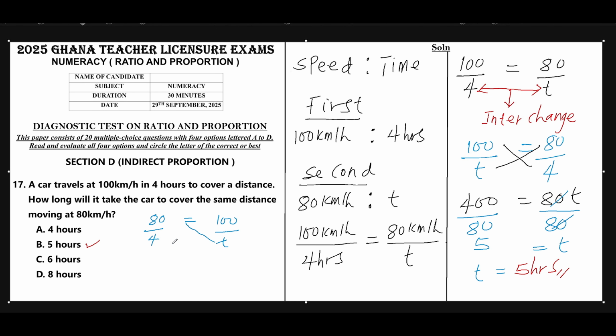So since we are looking for t, we have to cross multiply. So 80 times t, that gives 80t. And then 4 multiplied by 100, we still have 400. When you divide both sides by 80, 80 will cancel out. We have t is equal to 400 divided by 80. And that also gives 5 hours. So the right answer is still option B.